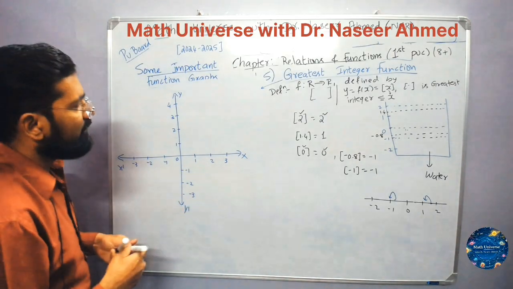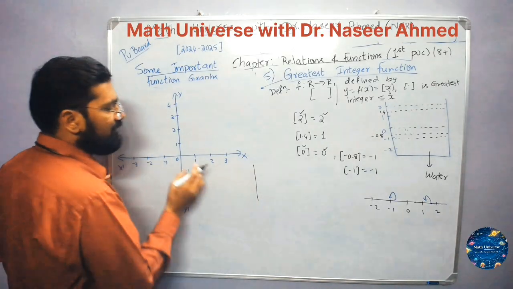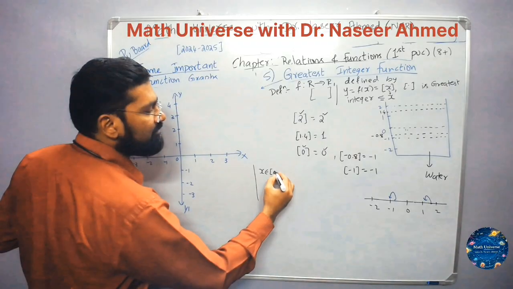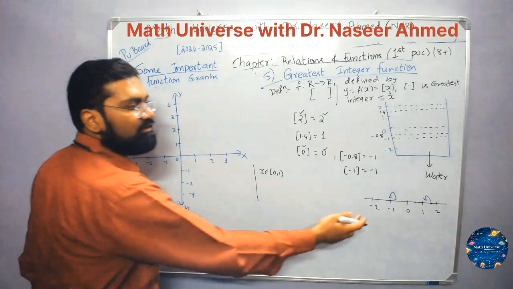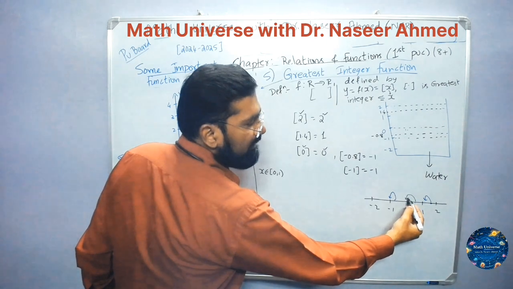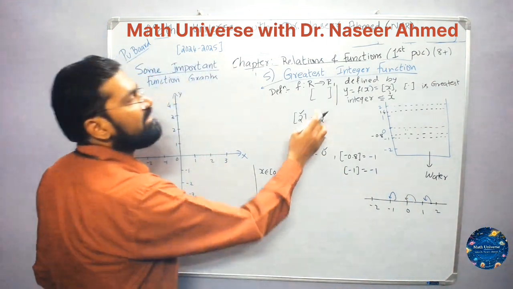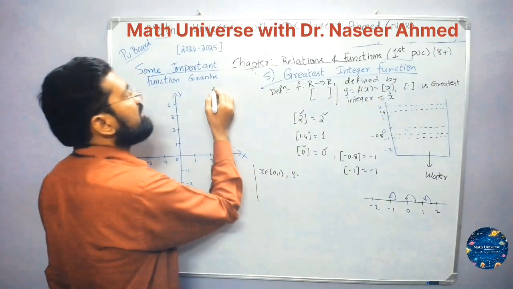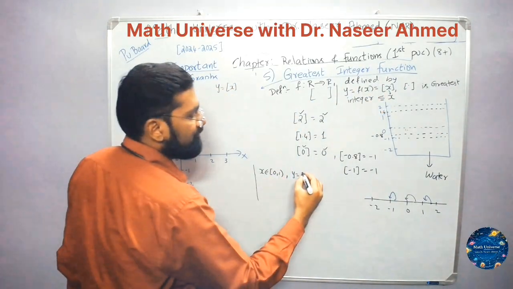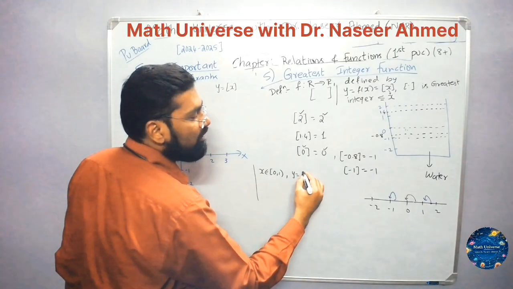Okay, see carefully. Now, if I take any number x between 0 to 1, closed interval 0, open interval 1. As I said here, it is 0 to 1. Always I said what? Left. So the answer is what? The greatest integer value, y is the rectangle bracket x. So the value of this will be 0 always.